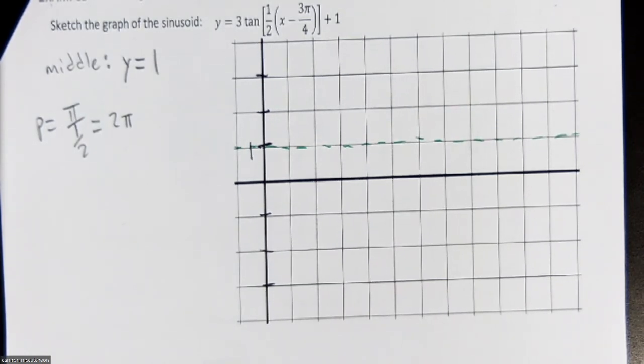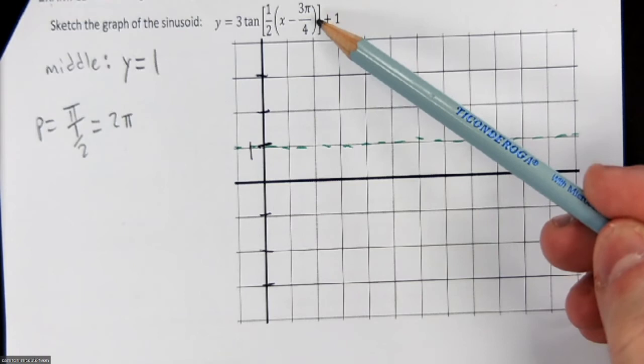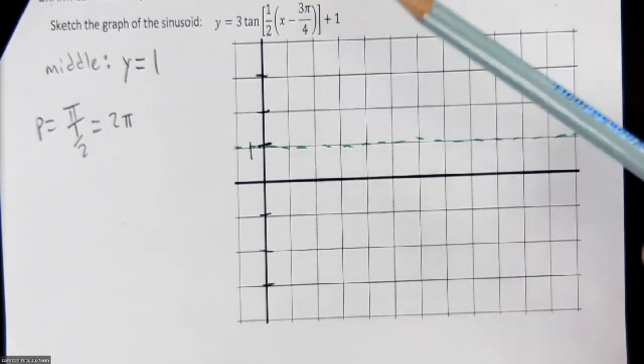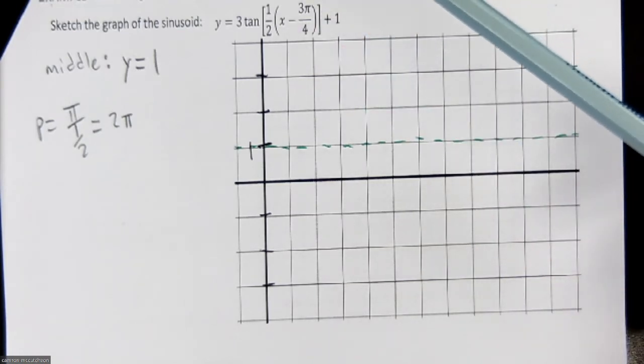Now, we don't need to find quote-unquote quarters for tangent waves because their period is only pi, right? And this one's period is 2 pi, but that doesn't matter. I'm still not going to use quarters. They're slightly different. So what I'm going to do instead is figure out where my phase shift is and then go from there.